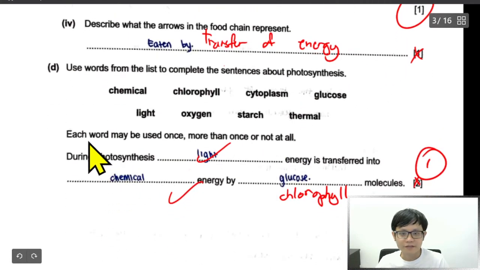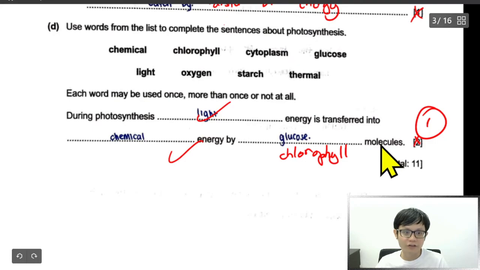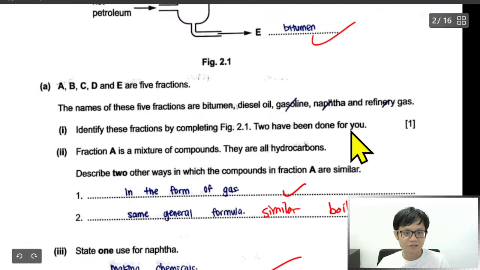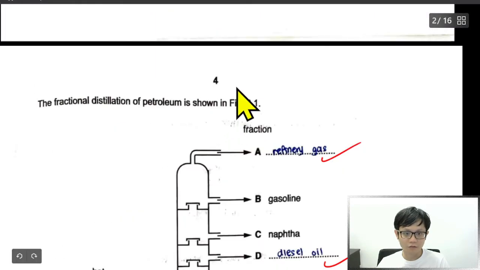Okay, this one. Each word may be used once. During photosynthesis, light energy is transferred into chemical energy by chlorophyll molecules. This one makes sense? Yes, chlorophyll. Let's look at page number 4.